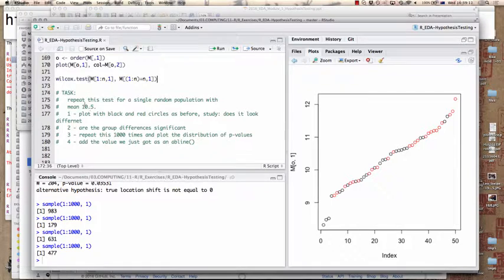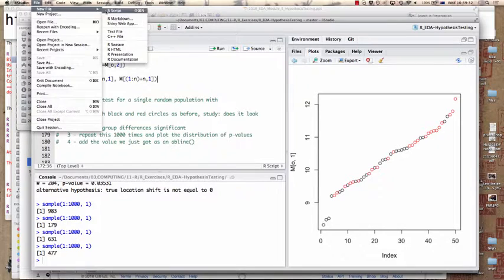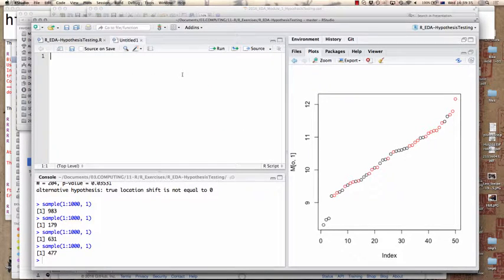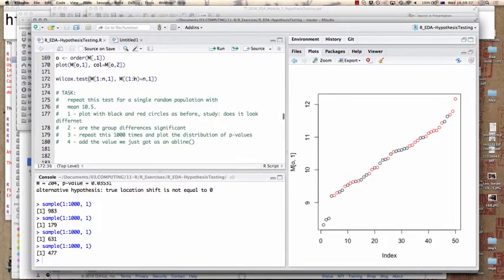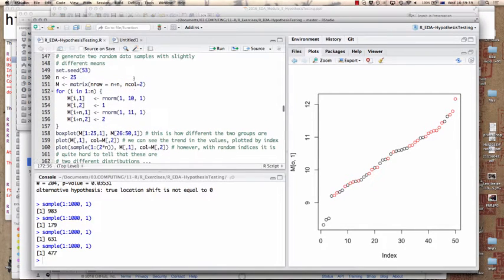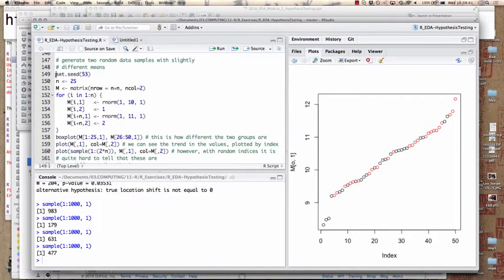So do the same thing for a single random population, no matter what the seed value is that you use. Use a mean of 10.5, so they are the same population here, plotted again with black and red circles, and see if it looks different. So I'll do this myself.